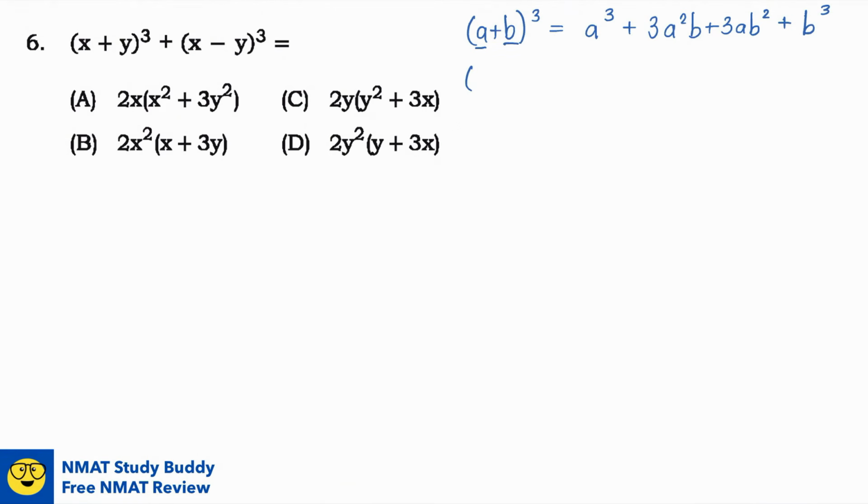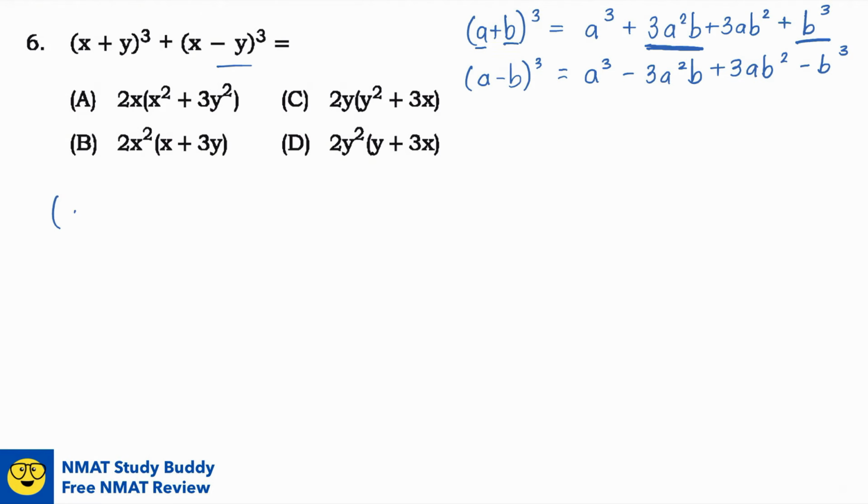And then, kapag negative naman yung sign, a minus b raised to 3, same lang sila pero ito magiging negative and ito magiging negative. So, a cubed minus 3a squared times b plus 3ab squared minus b cubed. Mag-change lang yung sign. So, gamitin natin yung formula for number 6.